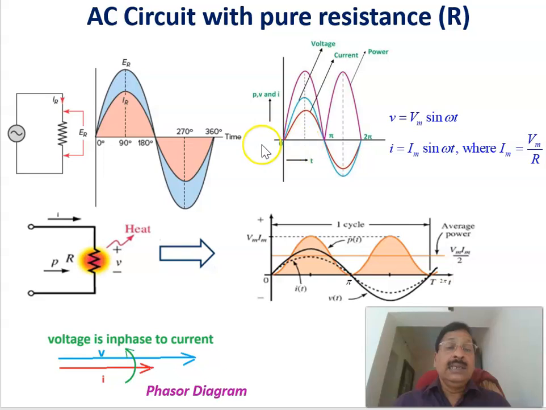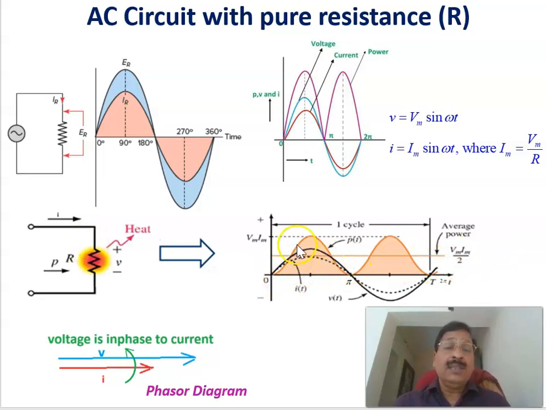Now, in the resistive circuit, we calculate the average value of the power consumed, and that will be Vm Im divided by 2, or Vm by root 2 into Im by root 2, which is equal to the RMS value of the voltage times the RMS value of the current. So the product of the RMS value of the voltage and RMS value of the current is the average power consumed by the pure resistive load, and will be derived in the equation later.